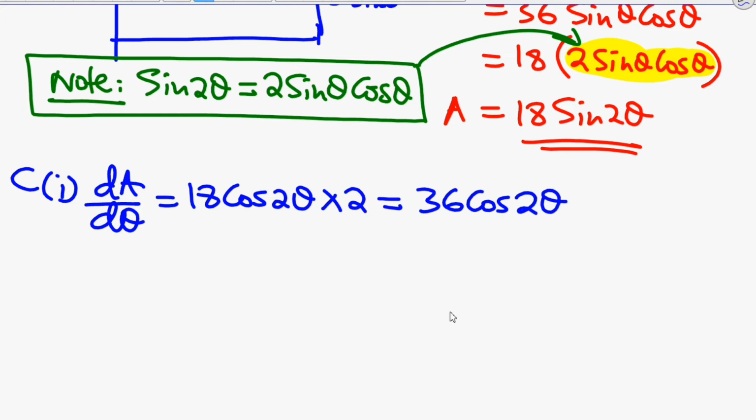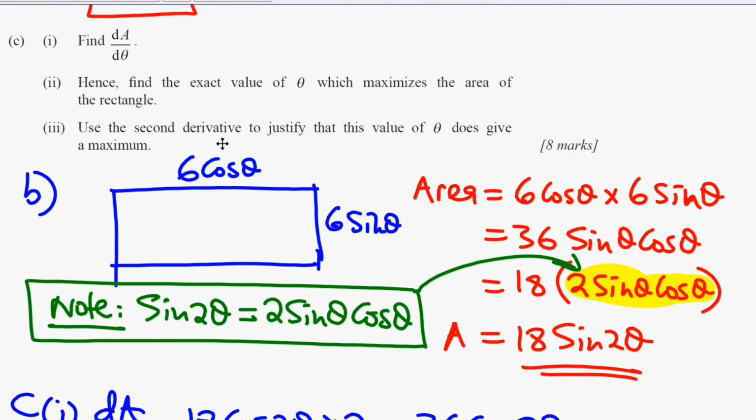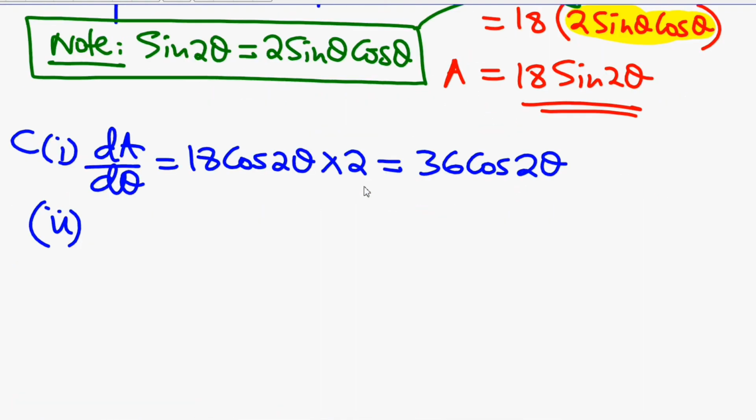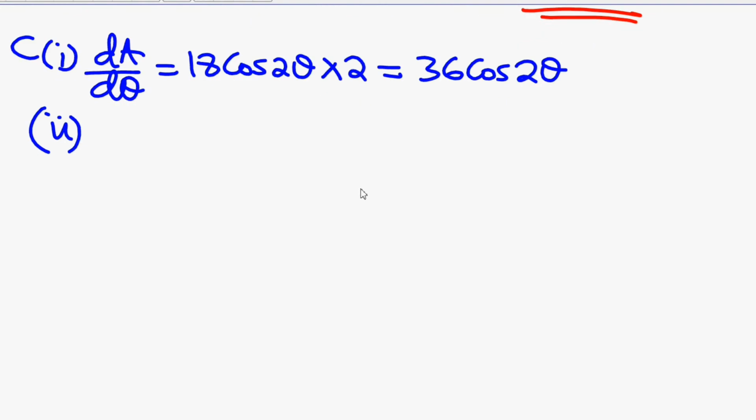Okay, C part 2. We are required to find, in part 2, the exact value of theta which maximizes the area. So which means we need to find the critical point. We know that the maximum value of theta occurs at the critical points.